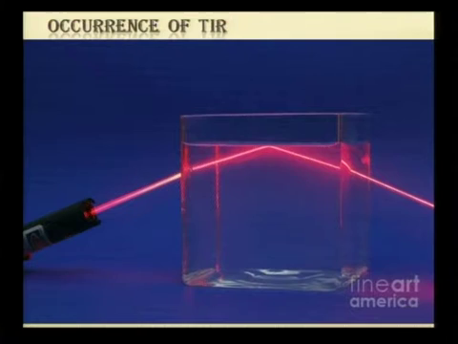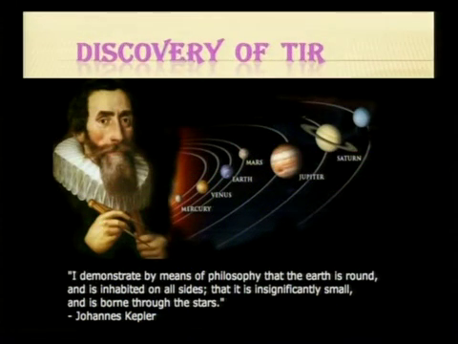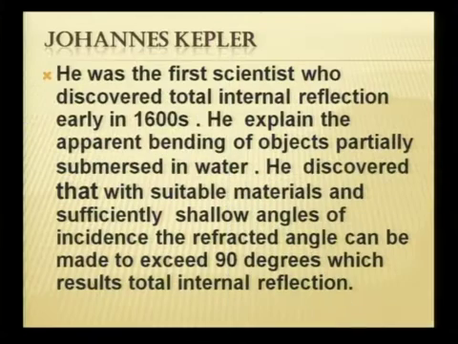So, the phenomenon happening here is the occurrence of TIR, and he is Kepler. You understand, friends? He is the Kepler who discovered total internal reflection. Johannes Kepler was the first scientist who discovered total internal reflection, early in the 1600s. He explained the apparent bending of objects partially submerged in water.